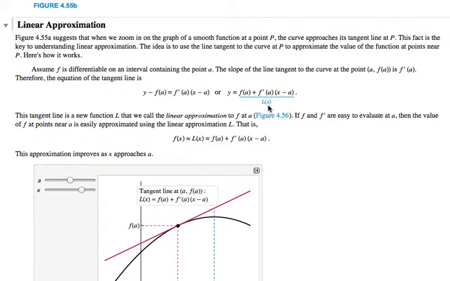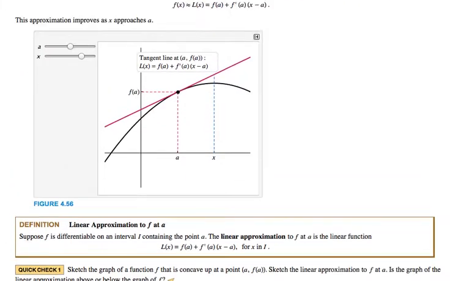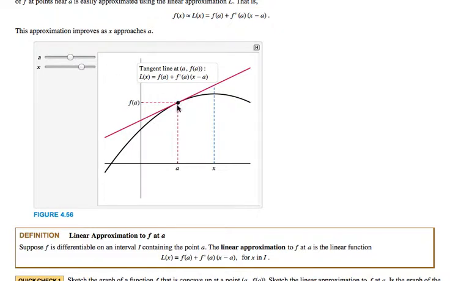So if the function and the derivative are easy to evaluate at the given point, then the value of f at points near that point is easily approximated using that function L of x. In other words, the function is about the same thing as L of x. And so the closer we are, the better our approximation is. So as we move x closer and closer, we can see that the value of the line and the value of the curve are really close to the same thing. In fact, the closer we get to that point, the better our value is.